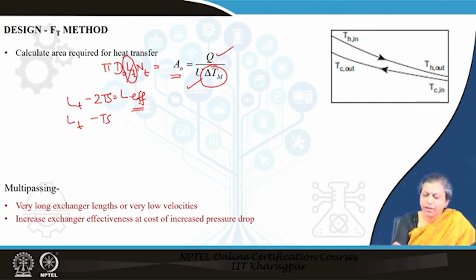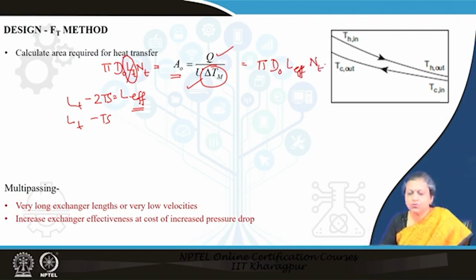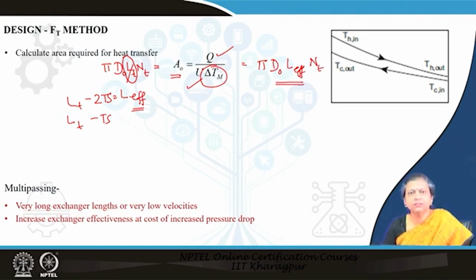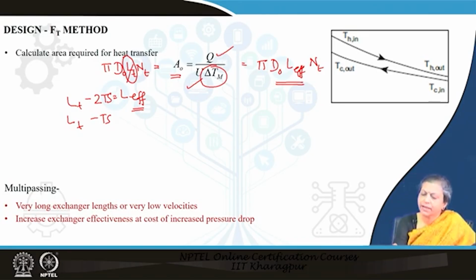So, therefore, once you have known everything, you are in a position to find out A0. Once you can find out A0, then you have to decide. I will just write it down once more. This is pi D0 L effective into number of tubes. So, then we make some adjustment among these parameters and try to come up with the tube layout.